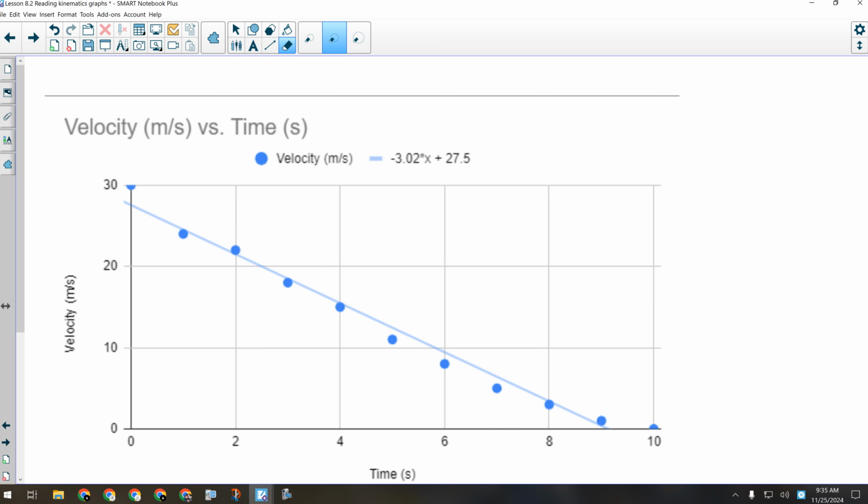The first thing I've got to do is take y equals mx plus b and solve for x. So (y minus b) over m equals x. The final y value is 0. The initial y value is 27.5. And m is negative. That's a good catch.